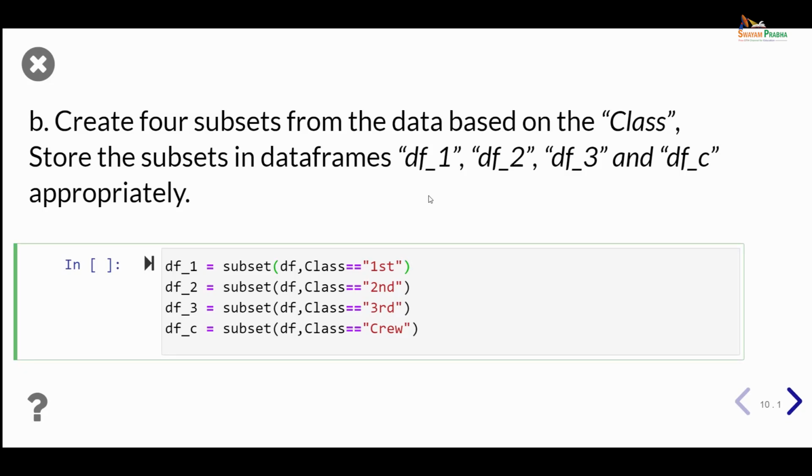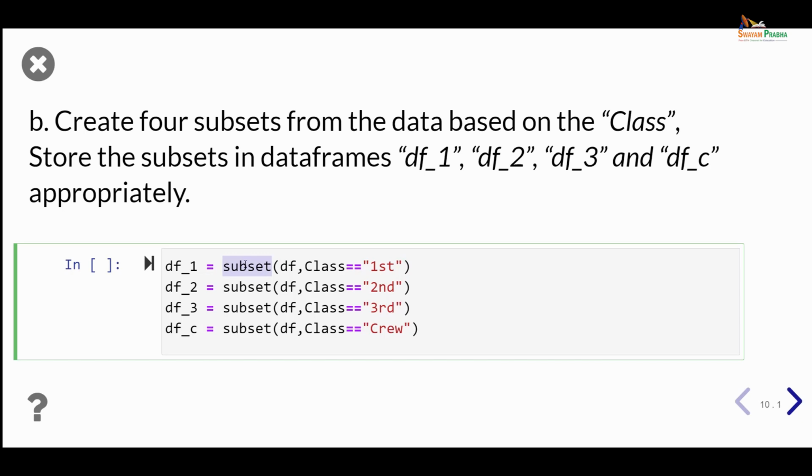The second subproblem is to create 4 subsets from the data based on the class. The class basically has 4 levels to it, that is first class passengers, second class passengers, third class passengers and the crew members. So we are going to subset based on the class and store the subsets in data frames with different names, df1, df2, df3 and dfc appropriately. Now let's see how to subset the data based on the given condition.